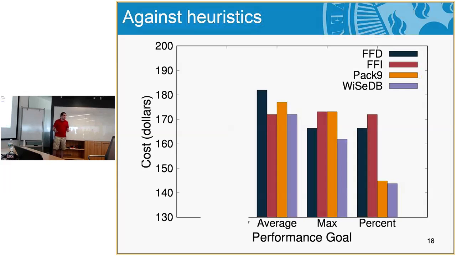For average, we would expect FFI to do the best, because putting your shortest job first will drag down your average. And again, FFD does the worst here, and FFI and WiSeDB are just about tied.